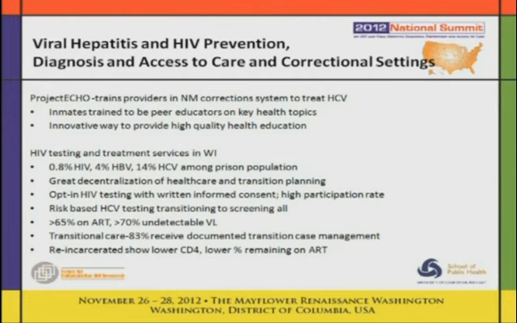We'll look forward to hearing more about Project ECHO, using telemedicine as a vehicle to stay connected to the peers. And finally, in Wisconsin, looking at some of the HIV testing and treatment services.